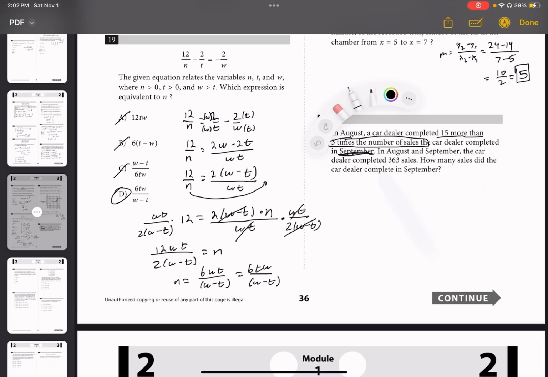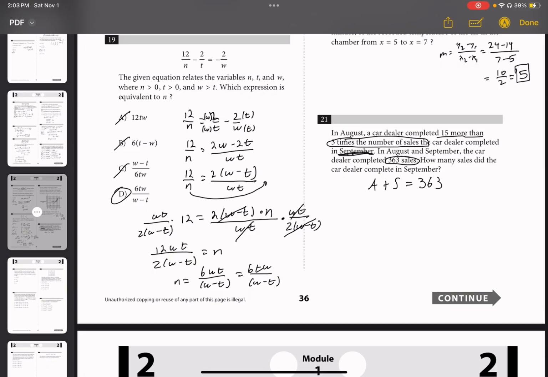In August and September, the car dealer completed 363 sales. How many sales did the car dealer complete in September? Okay, so we know that in August plus September, there were a total of 363 sales. A represents August, S represents September in this context.